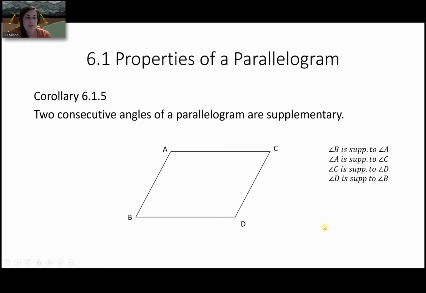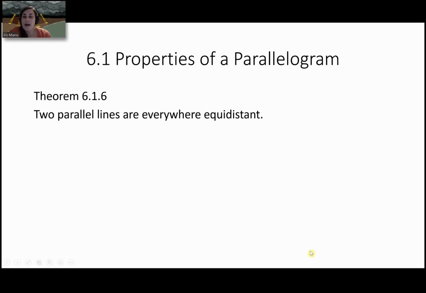Okay? And what does it mean to be supplementary? Well, it means that if I was to know or not know the measures of any of these angles, I could add them together as long as they're supplementary and set them equal to 180 degrees and have a correct equation. Okay? Cool. Moving on. Two parallel lines are everywhere equidistant.